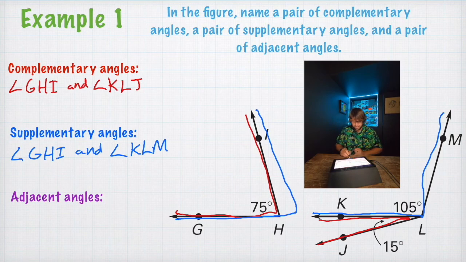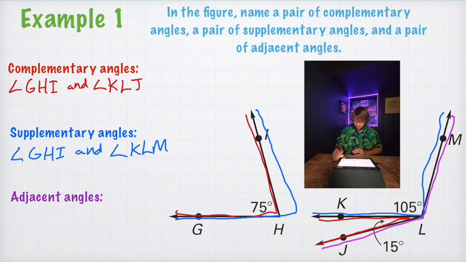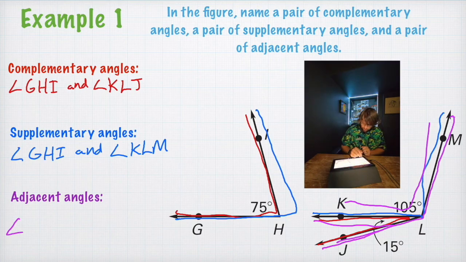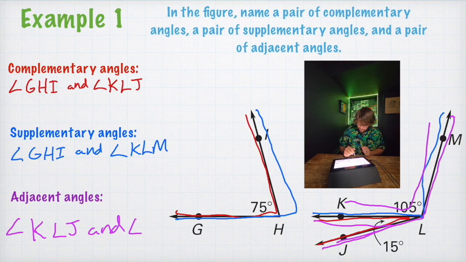Okay? And lastly, our adjacent angles. We're looking for two angles that share a common vertex. So, two angles that are going to make up one single angle is another way to look at it. We have this big angle here, which is made up by these two smaller angles. So they are going to be our adjacent angles, if that makes sense. Our adjacent angles are going to be angle KLJ and angle MLK.